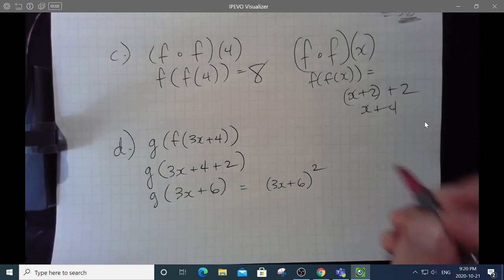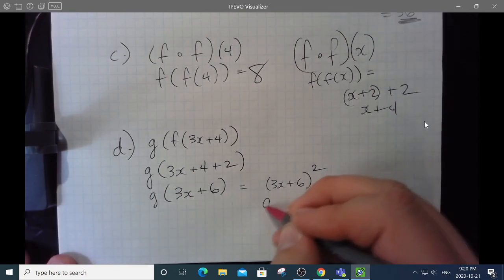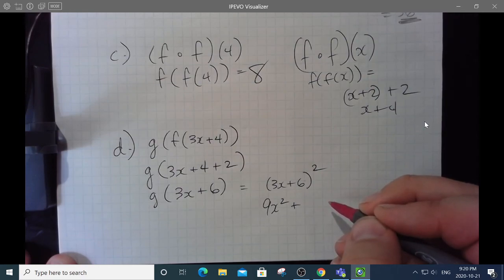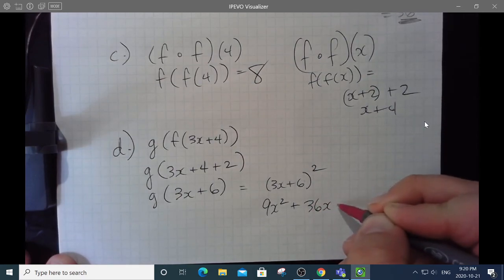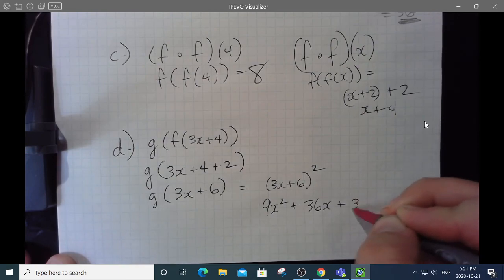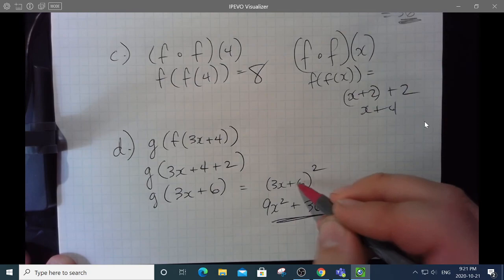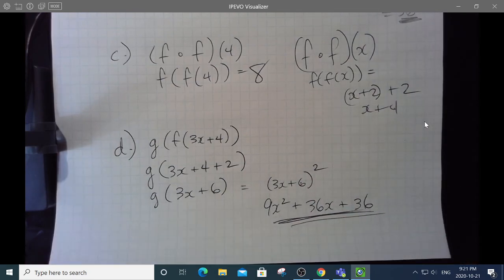And I could probably leave it like that, or if you wanted to, you could multiply it out. It's 9x squared plus, what's 18 doubled? 36. 36x plus 36. Is that right? 3 times 6 is 18. 18 and 18 is 36. Yeah, it is. There we go. I don't really care, though. This would have been a good answer, too.